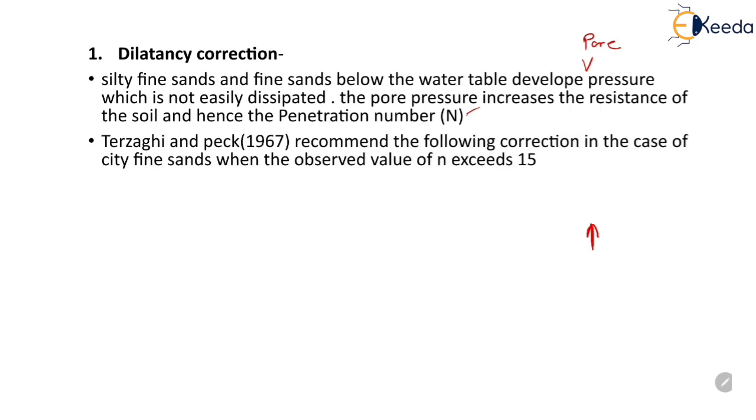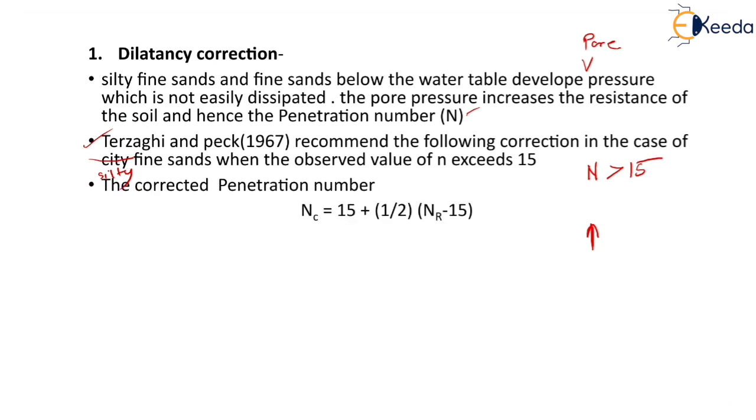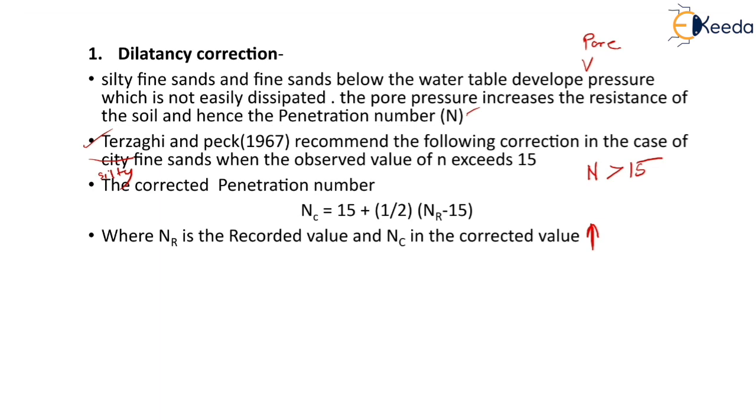So Terzaghi and Peck in 1967 recommended the following correction in case of silty fine sands when the observed value of N exceeds 15. Means if penetration number is greater than 15, then only this correction which is given by Terzaghi and Peck is applicable, and the corrected penetration number is obtained as NC equal to 15 plus half into NR minus 15. So here NR is the recorded value and NC is the corrected value.